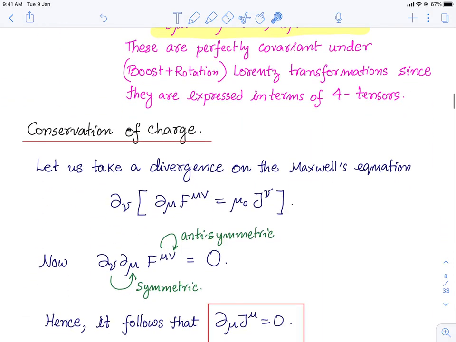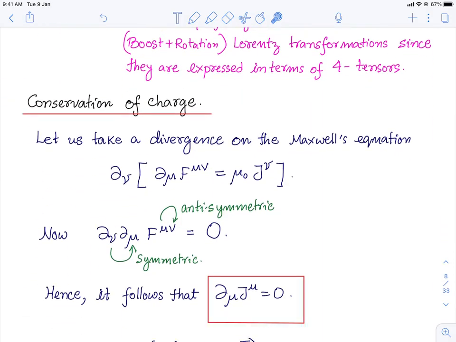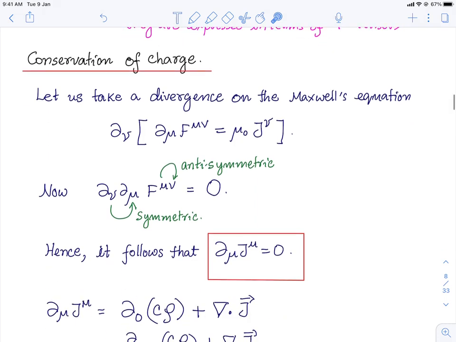Very good. So again, the conservation of charge equation also fits in very well in this game, because if you take this equation, this is the Maxwell's equation with the sources.